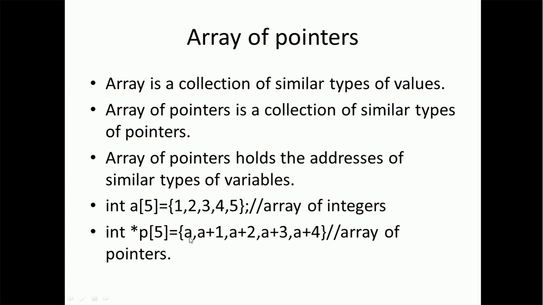So we have stored a, a plus 1, a plus 2, a plus 3, a plus 4. Here a is the address of the first element of the array a. Similarly, a plus 1 is the address of the second element of array a. Like this, a+2, a+3 and a+4 are the addresses of the different elements of array a. And because all the elements of array a are of type integer, and p is an array of integer type of pointers, inside p we can only store the addresses of variables which are all of type integer.